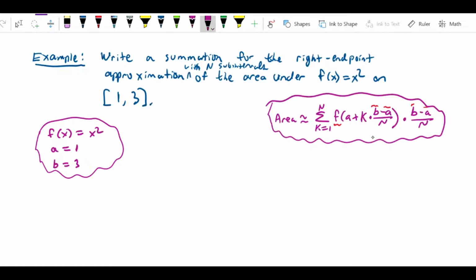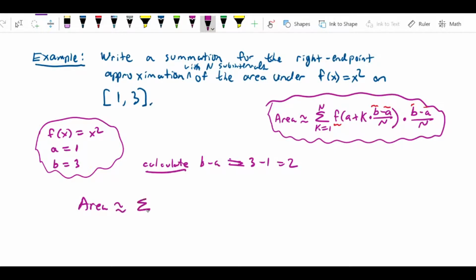So we want to calculate the length of the subinterval, which is just b minus a, which is equal to 3 minus 1, or 2. So the length of the subinterval is just 2, and we're going to use that in the formula.